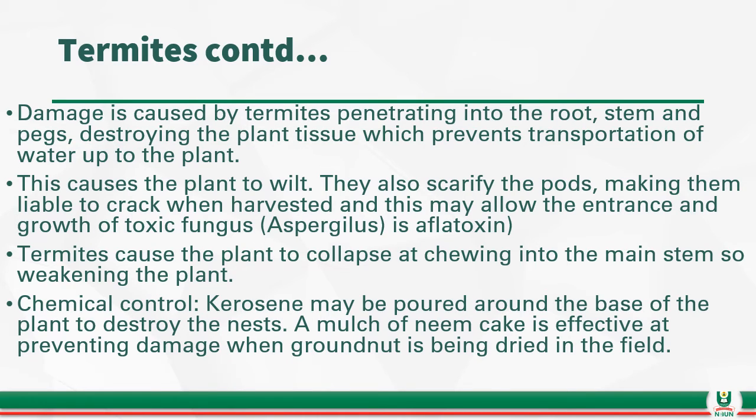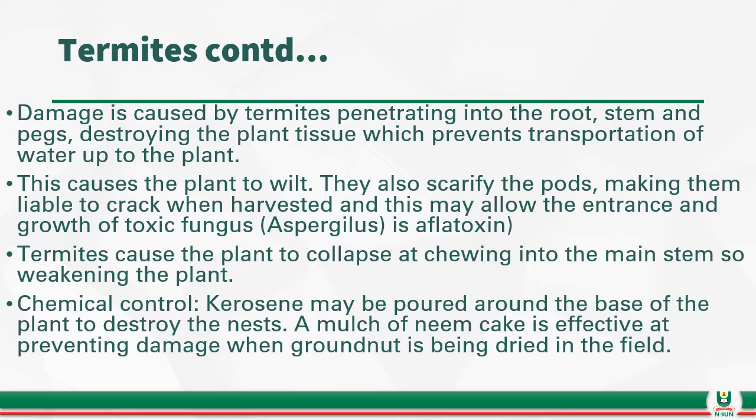Also, damage is caused by termites penetrating the roots, the stem, and pegs, and destroying plant tissue. When they penetrate, they eat through the roots and destroy the plant tissue, preventing transportation of water up to the plant. The root is the medium for transportation of water, minerals and nutrients from the soil. Once that is destroyed and cut off, the plant just collapses and dies.